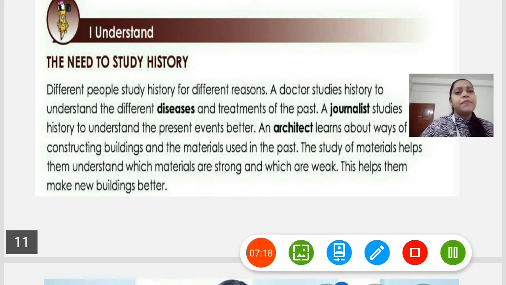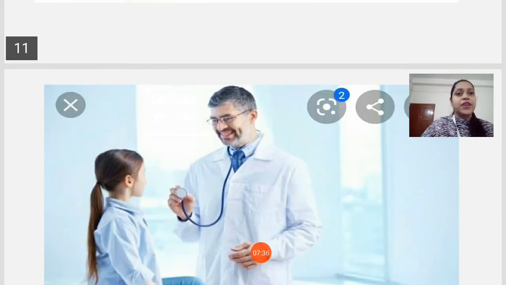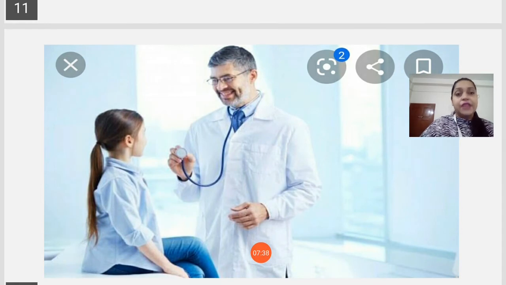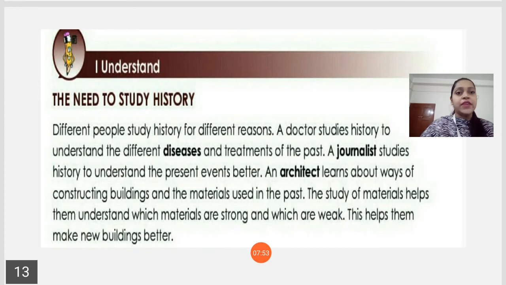Now let's see why different types of people study what happened in the past. Like, why does a doctor study? A doctor studies history to understand the different diseases and treatments of the past, how it was used. Okay, here you can see a doctor treating a child, and if a doctor studies more appropriately what happened in the past, what are the various diseases, and for what disease what cure is used, then he will be able to treat more properly.